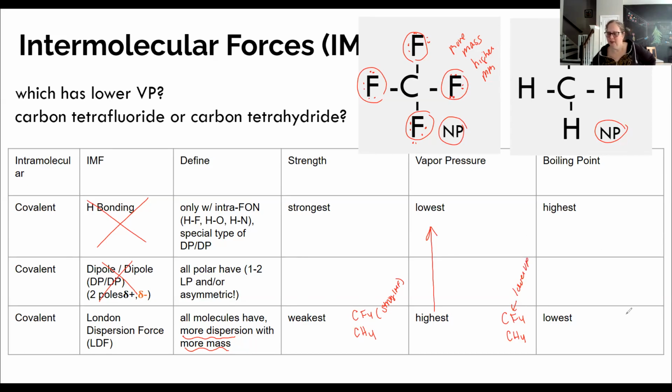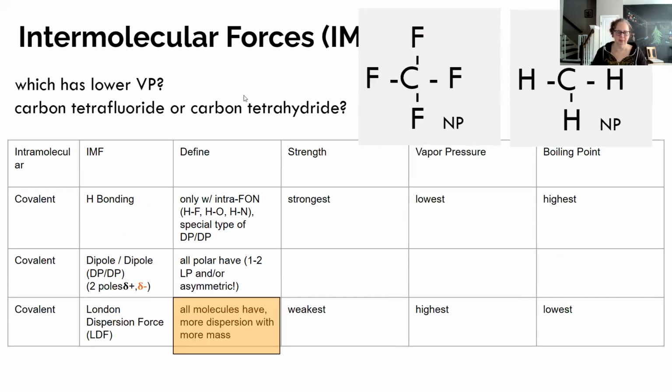What about if we're comparing boiling point? Carbon tetrafluoride has more mass than carbon tetrahydride. We're going from low to high, so it would have a higher boiling point. That makes sense. It has more mass. It would take longer for that mass to boil. You can go back and use your knowledge that way. So even if you have ones that are all nonpolar and you can't rank them based on the other things, it still fills in the chart for ranking and comparison purposes.